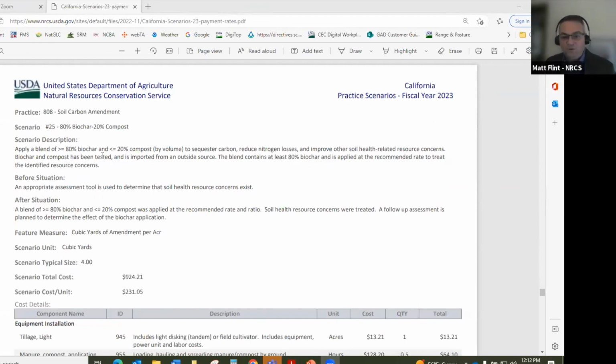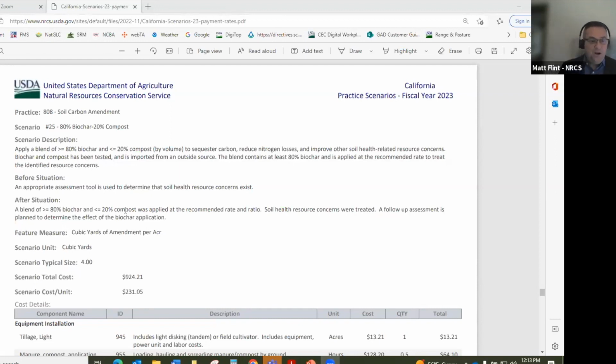The soil health resource concerns were treated. A follow-up assessment is planned to determine the effect of the biochar application. So perhaps some kind of testing to see what results were produced. The units of measurement are cubic yards. The typical scenario size for this one is 4 cubic yards. Again, that's not a policy statement. That's documentation of what the authors were thinking when they priced this thing out.